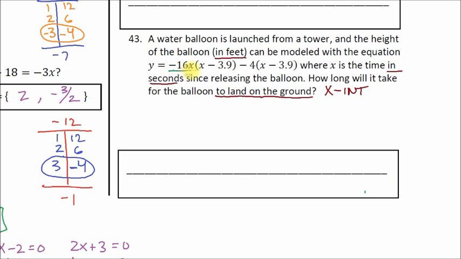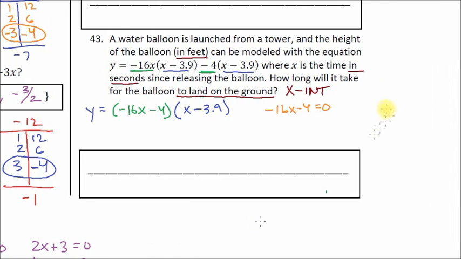The way we do that is we're going to take these two monomials. Those can be combined together into a binomial, and the reason why is because this binomial here is a common factor, x minus 3.9. Now we have our equation in intercept form. Here are our two solutions: either negative 16x minus 4 equals 0, or x minus 3.9 equals 0.